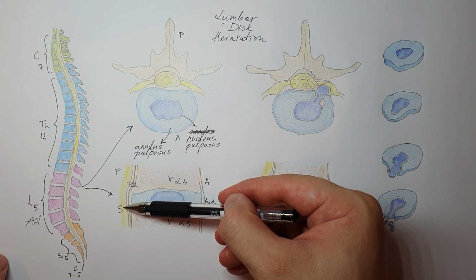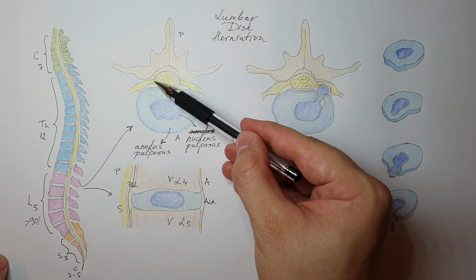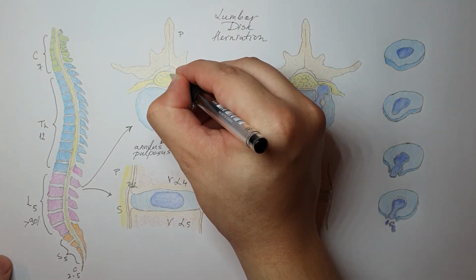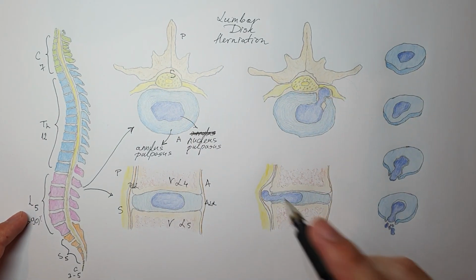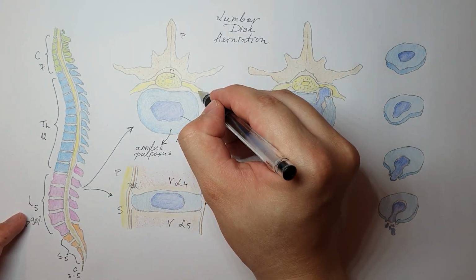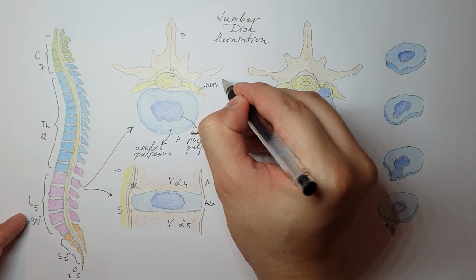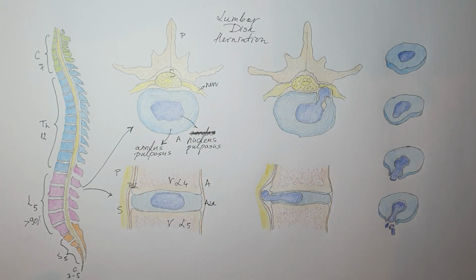And here is the spinal cord. Here this yellow part is the spinal cord. And from the spinal cord, there are nerve roots going out, so these are nerves going out from each side. So what happens when it comes to disc prolapse or disc herniation?